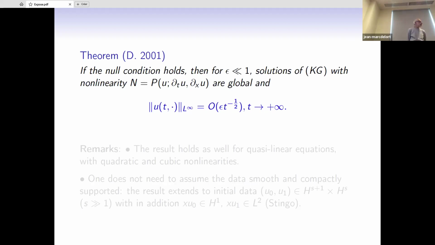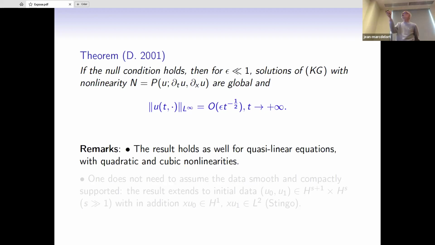One question. You haven't yet used the condition, right? That the nonlinearity should be vanishing for order greater than 2 in the null condition. No, so that's a remark that I shall make now. In the preceding slide, I assumed that the nonlinearity was just cubic. But actually, this is just for simplification, because when I proved this theorem, I showed that it holds true not just for semilinear equations, but also for quasi-linear ones.